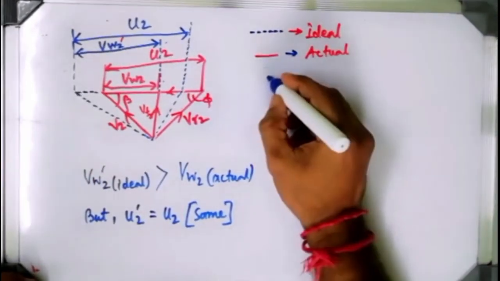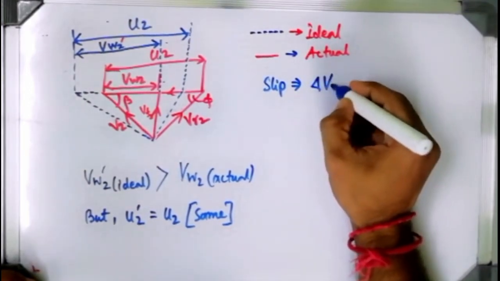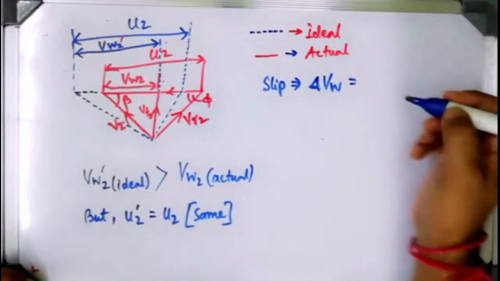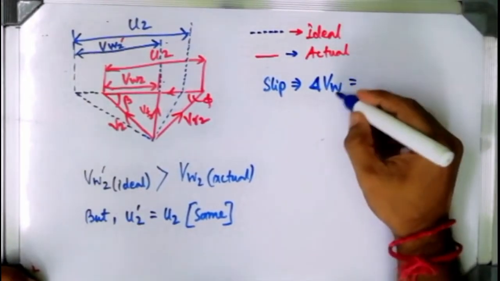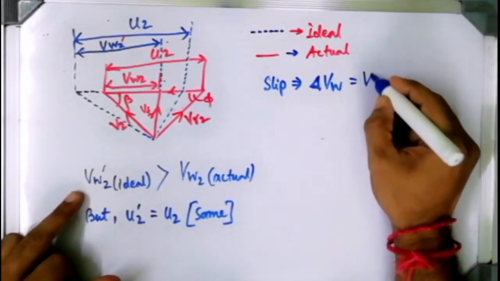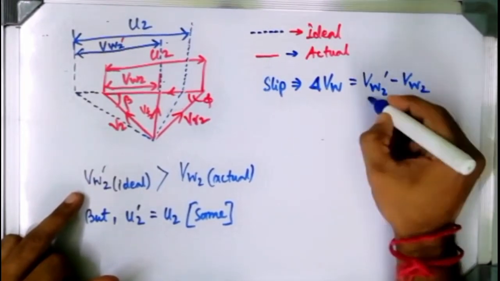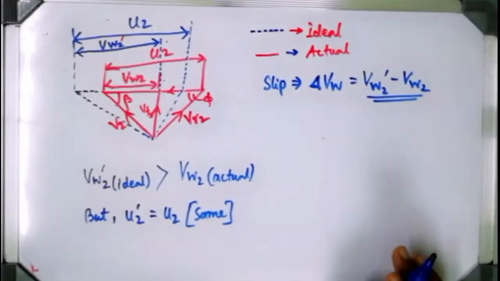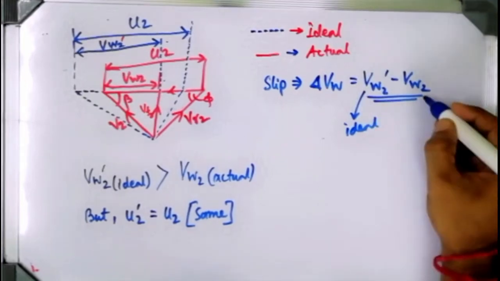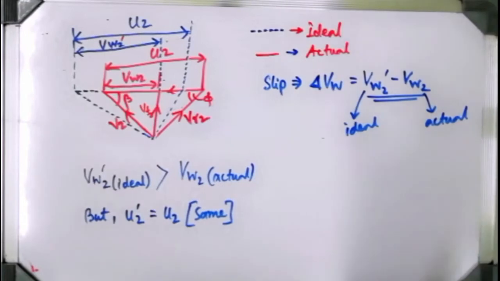So slip is nothing but del VW, that means the change in this tangential velocity component. Since the ideal one is greater, I can say slip is VW2 prime minus VW2. This is the expression we call slip. This is the ideal term and this is the actual term. Mathematically, this is the slip.